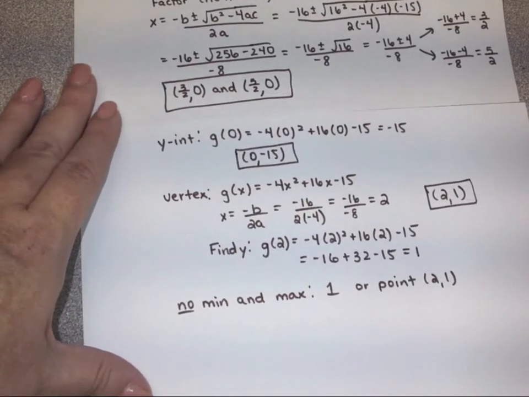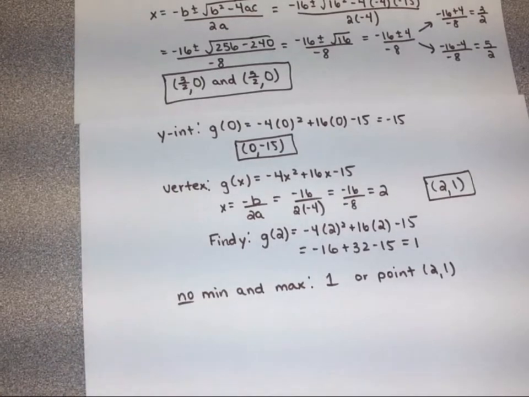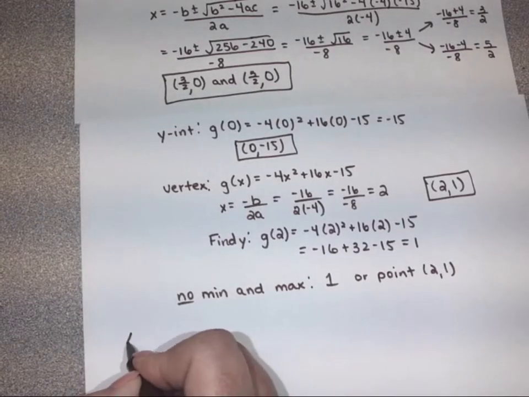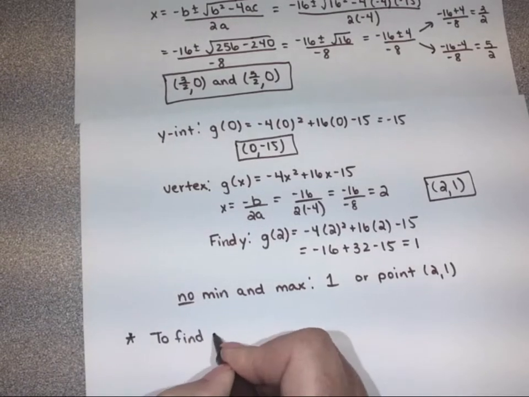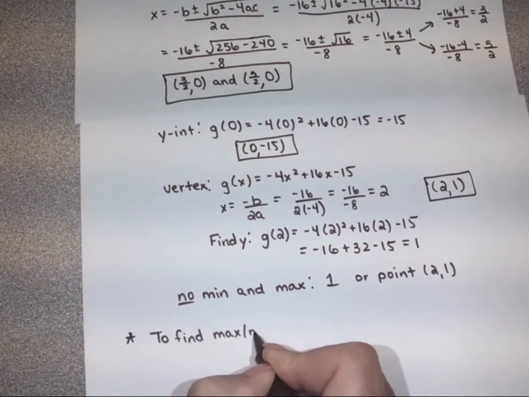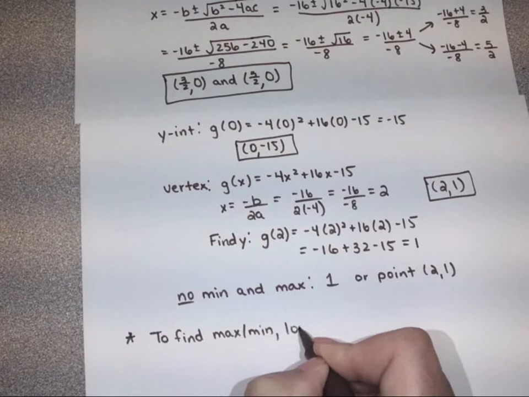So if you know the vertex, you kind of get the max and the min for free. How come? Depending on whether it opens upward or downward, the vertex is going to be the max or the min, okay? Just as we discussed earlier, we won't have both. So to find the max or the min, we just want to look at the vertex.